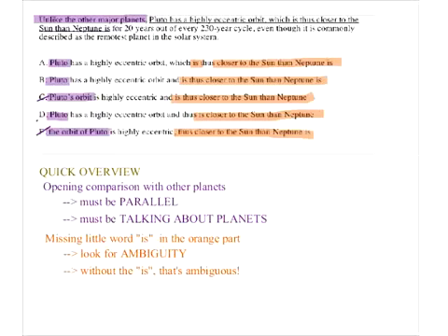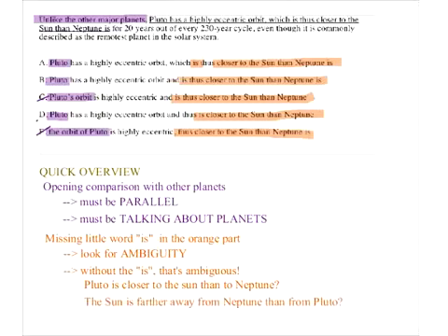Because it could mean Pluto is closer to the Sun than to Neptune. Or Pluto is closer. Or it could be the Sun is farther away from Neptune than Pluto. So we don't know. So that's ambiguous. That's a problem.